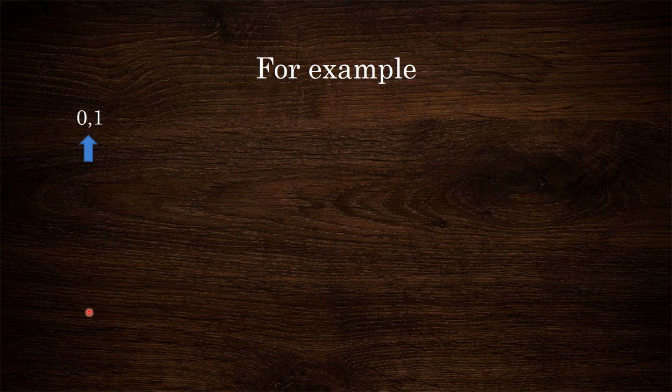For example, we have 0 and 1 as the first two numbers. We add these two numbers, we get 1. We add 1 with 1, we get 2. We add 1 with 2, we get 3. We add 2 with 3, we get 5. We add 3 with 5, we get 8. And the list goes on up to infinity. So we can see that we are just adding the previous two numbers to get the next numbers. And this is the Fibonacci series.